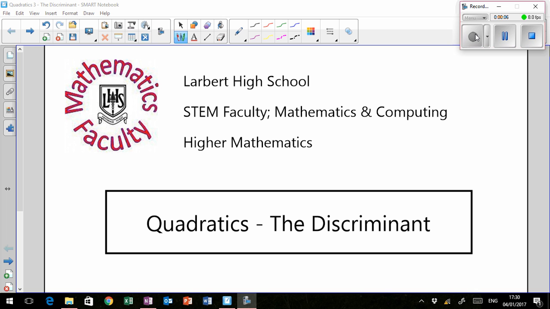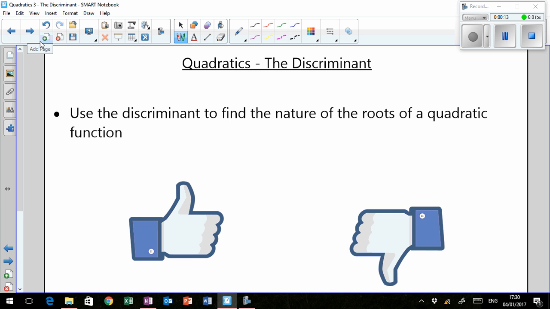What we're going to look at today is a little bit of revision, but it's looking at the discriminant within the quadratic formula. We want to be able to use the discriminant to find the nature of the roots of a quadratic function. This is something we can already do from National 5, but it is really important at Higher as well, and also links in really nicely to a couple of other things that are coming up. So I just want to go through it properly once more.